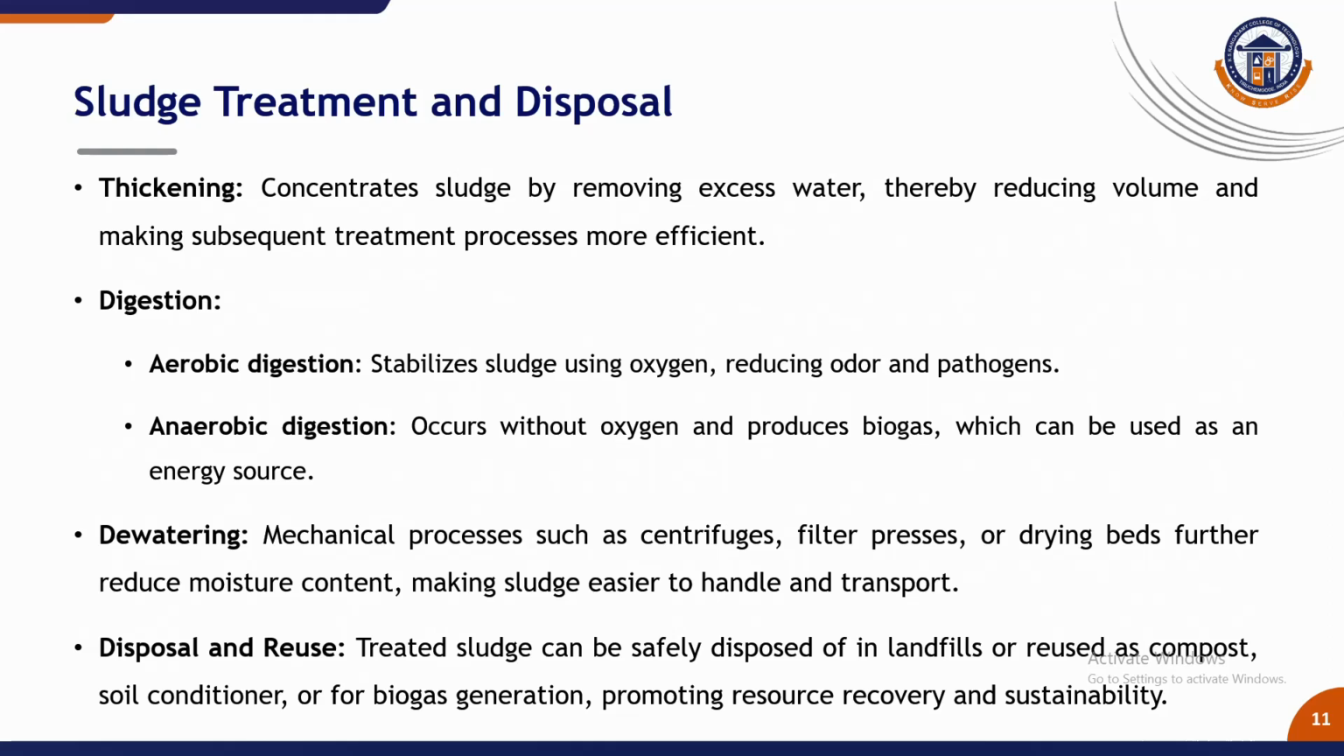Sludge generated during treatment must be properly managed. Thickening reduces sludge volume by removing excess water. Digestion can be aerobic or anaerobic. Anaerobic digestion produces biogas which can be used as an energy source. Dewatering further reduces moisture using centrifuges, filter press, or drying beds. Finally, treated sludge can be disposed safely or reused as compost, soil conditioner, or for biogas generation.